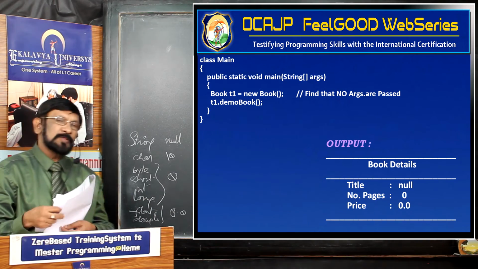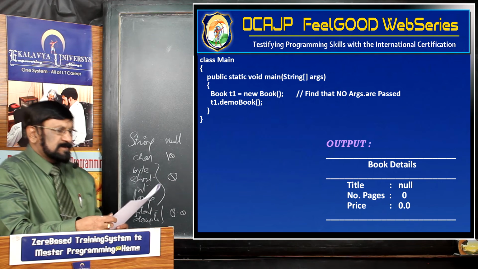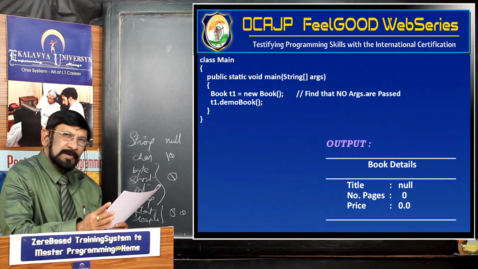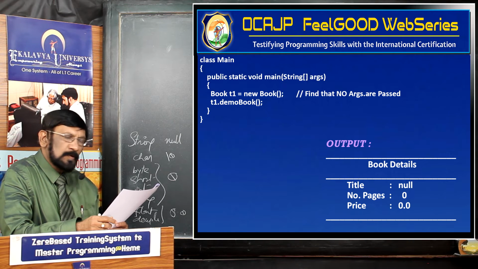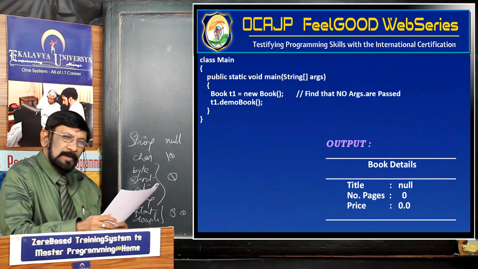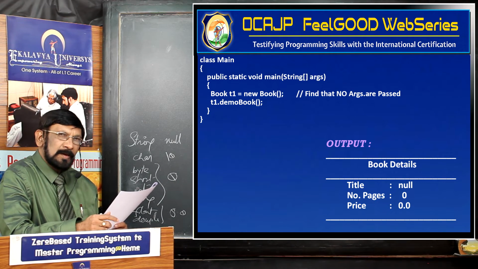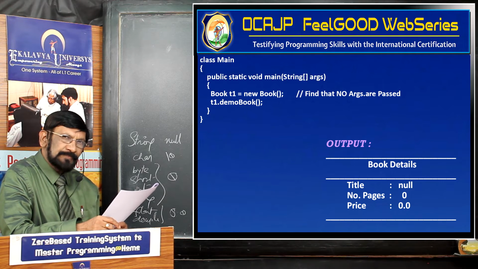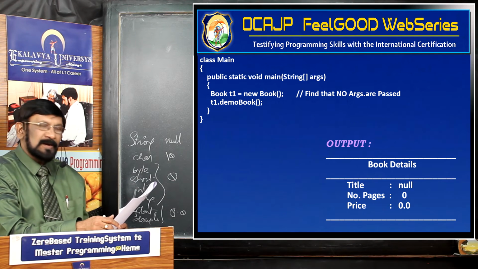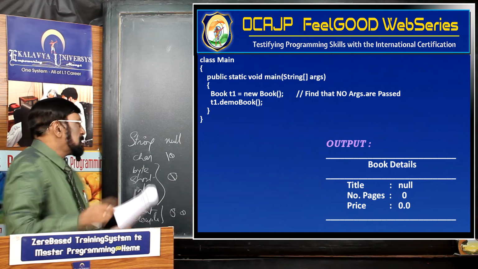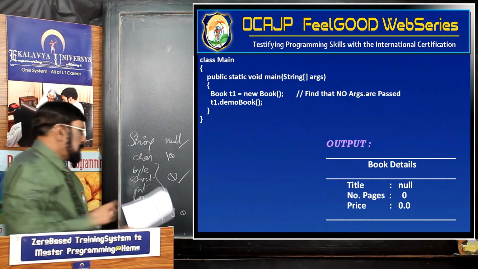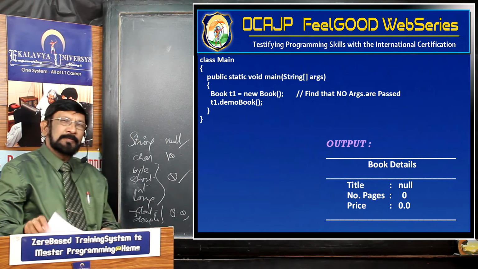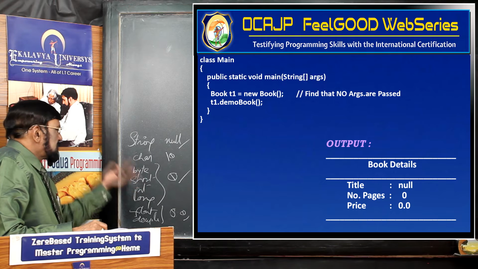Okay, now let us come to main. Here no constructor is called explicitly, just Book t1 = new Book, we defined. Thereafter t1.demoBook. Actually, if you do not know this fact, what would you think? It leads to an error. It should report an error, but there is no error. See that: book details, title null, number of pages 0, and price 0.0. This is it. If you want, you can try other types also.